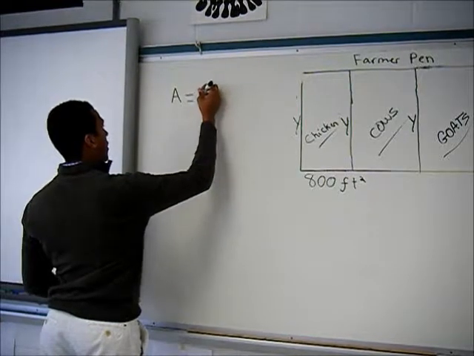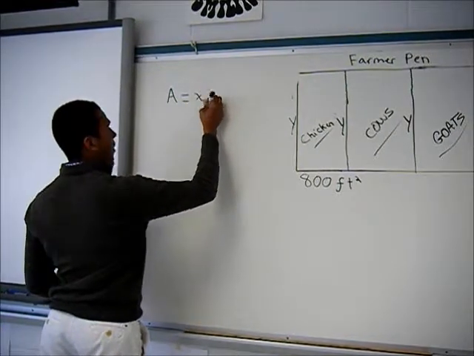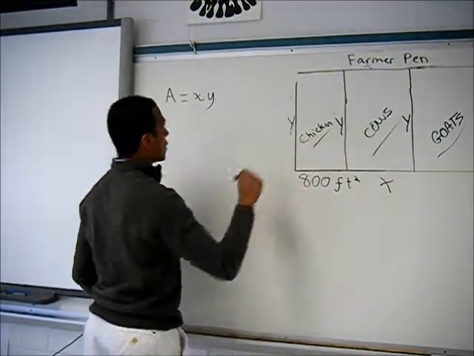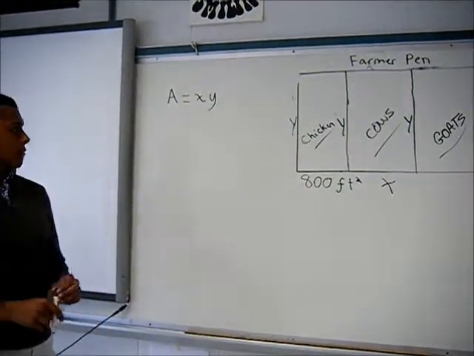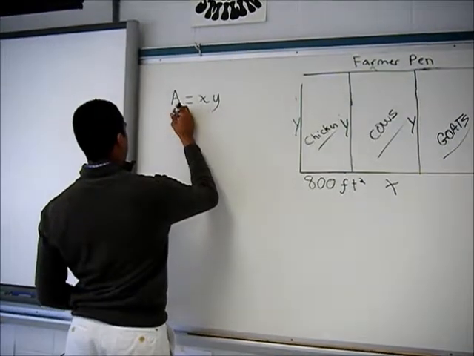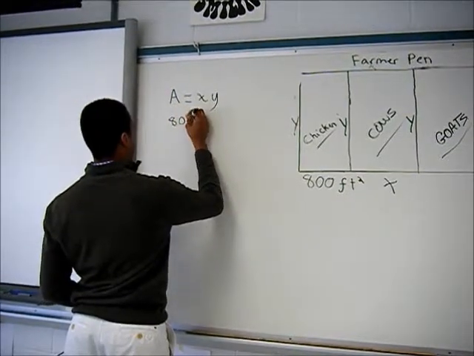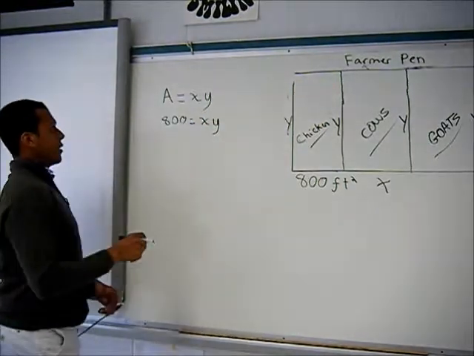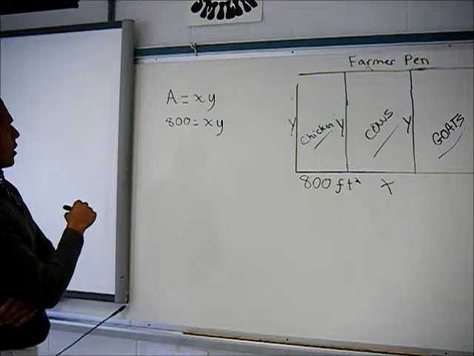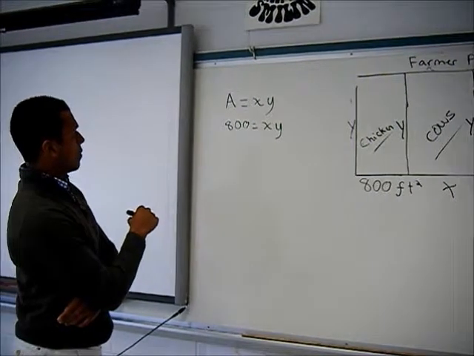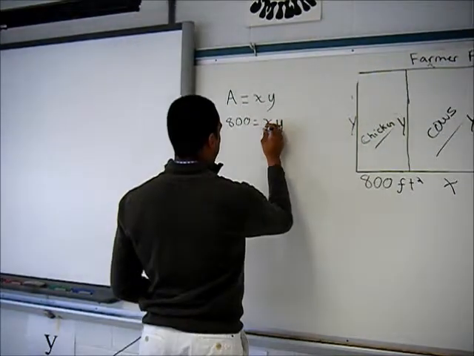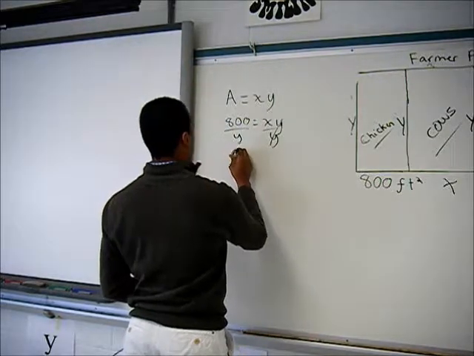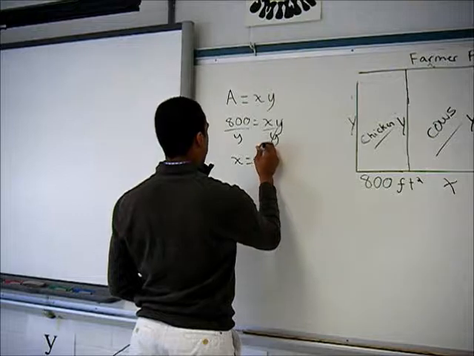Alright, so we got area equals length times width. We got x and y, just like the last problem, you're labeling x and y. That's terrific. And then 800 feet squared. This time we know the area equals xy. However, we want to get rid of one of those variables. So why not get rid of y? Sure. You can divide both sides by y. So in fact, you have x equals 800 over y.